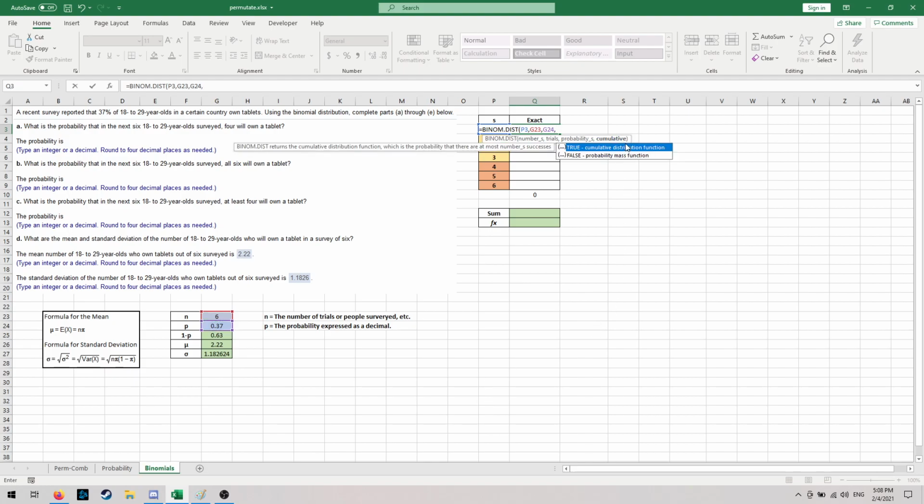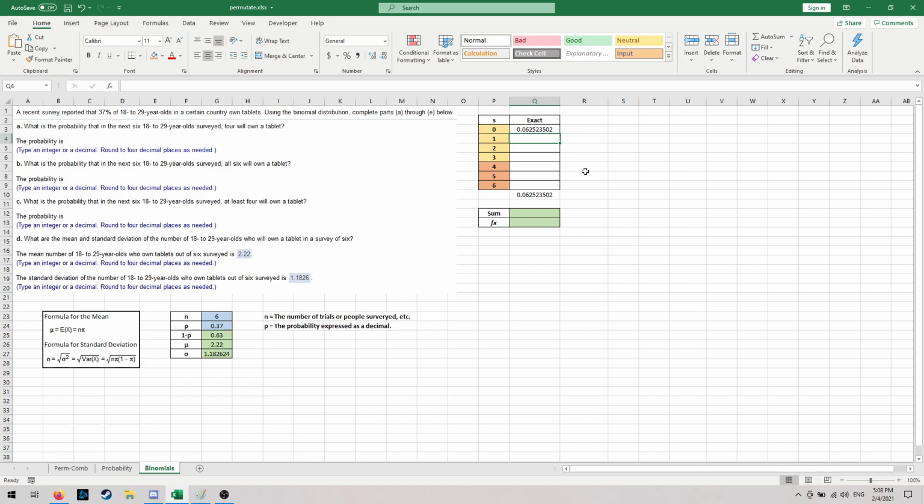And finally, we have this. This is cumulative. When we want an exact number, when we want to know exactly how likely it is that 0 people own a tablet, we don't want to add up or subtract anything from here. We want to know the exact number. And to get that exact number, we're going to use the false function here. And that'll tell us that there's about a 6.25% chance that 0 people own a tablet.